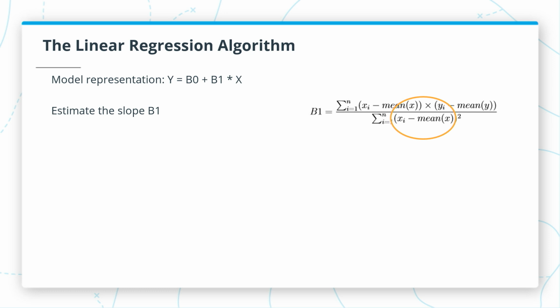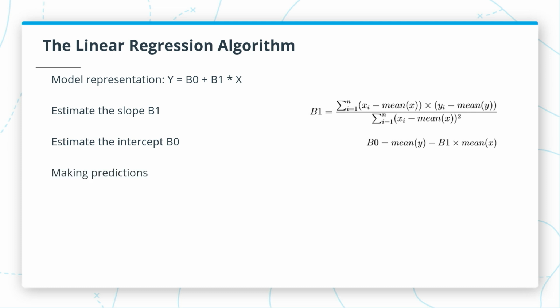We need to calculate residuals of each x from the x mean value. We need to calculate residuals of each y from the y mean value. Next, estimating the intercept B0 is much simpler since the values are already calculated. Given the representation is a linear equation, making predictions is as simple as solving the equation for a specific set of inputs.